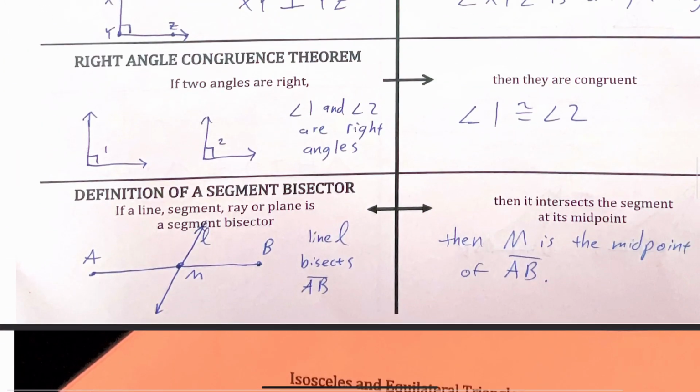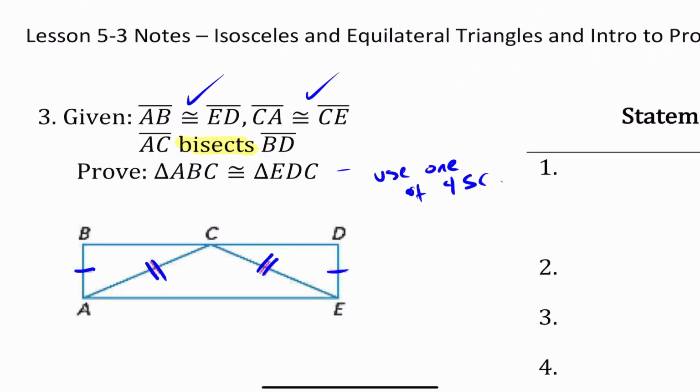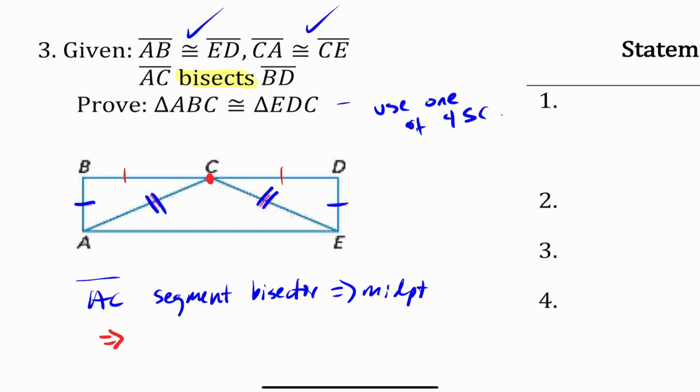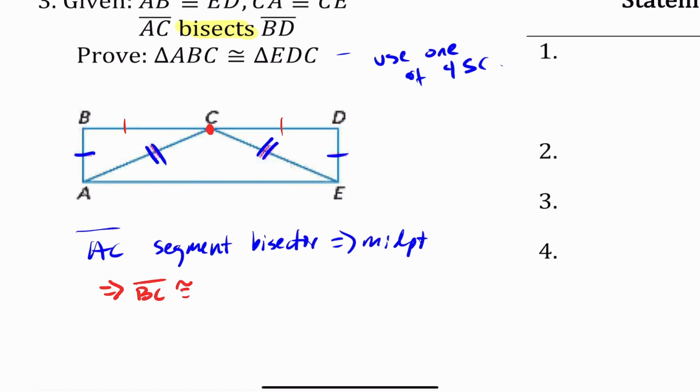The segment bisector says that if a line, segment, ray, or plane is a segment bisector, then it intersects the segment at its midpoint. So if you have a segment bisector, then you create a midpoint, and what does the midpoint do? It splits the segment into 2 congruent parts. So let's go ahead and write that down. Since AC is a segment bisector, it creates a midpoint. I'm going to draw a dot at C. And when you have that midpoint, it splits the segment into 2 congruent parts, where segment BC is congruent to segment CD. So I'm going to say segment BC is congruent to segment CD.